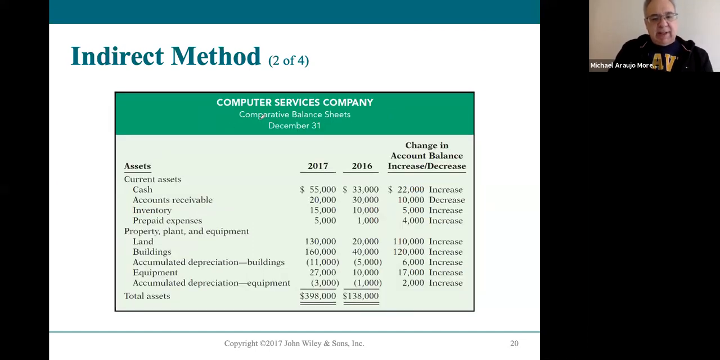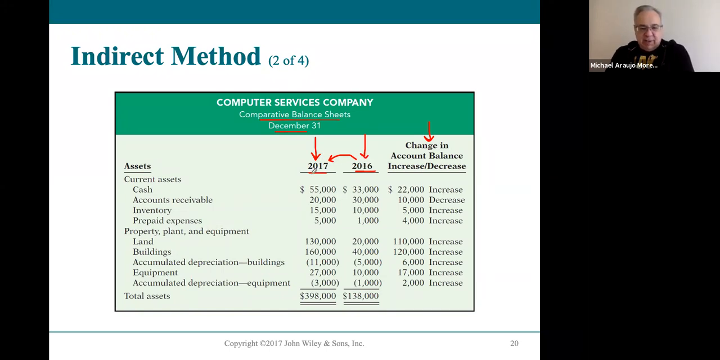The second thing we need is the comparative balance sheets. Again, comparative balance sheets: the most current balance sheet, which would be our December 31st, 2017 balance sheet, compared to the December 31st, 2016 balance sheet. That's the comparison. What we're also going to note on these comparative balance sheets is what has changed from the previous year to the current year. And this is where it gets a little tricky because you have to make sure you're going from the previous to the current. And that's not always easy to do.